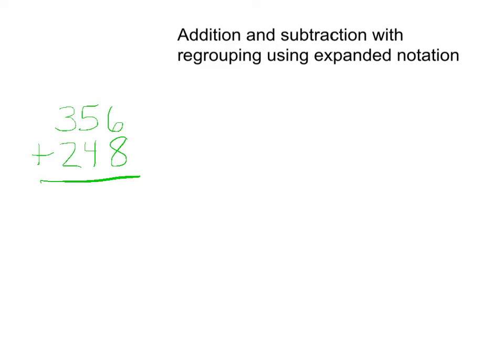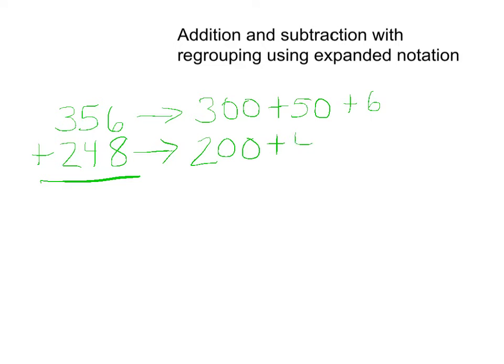When we use expanded notation, students should be familiar with this because we worked on writing numbers in expanded notation starting from the beginning of the year. But to give you an example, 356 would be 300 + 50 + 6, and 248 would be 200 + 40 + 8.